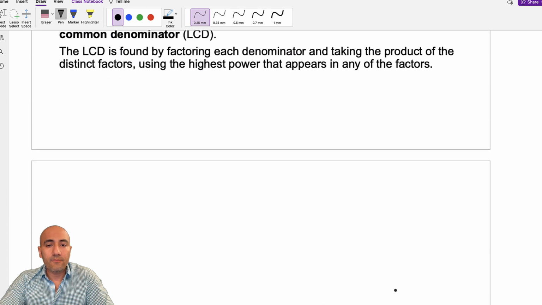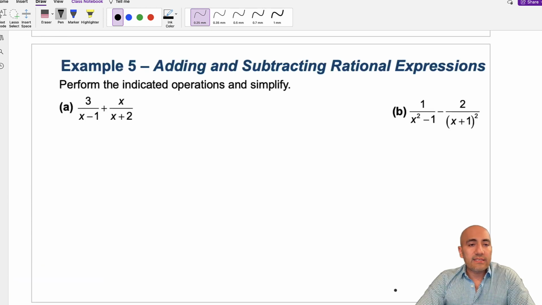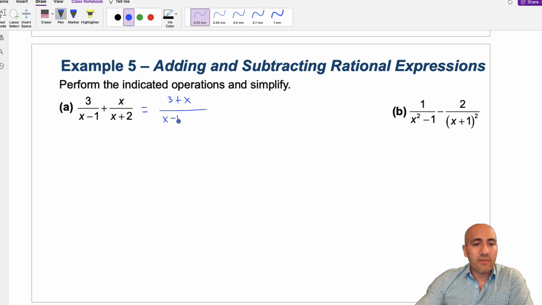Let's look at an example. Okay, so here is an example. We have 3 over x minus 1 plus x over x plus 2. So we're not allowed to do this, right? A very common mistake is for people to just add across and say that this is 3 plus x divided by x minus 1 plus x plus 2, something like that. So we can't just add across. We need a common denominator.